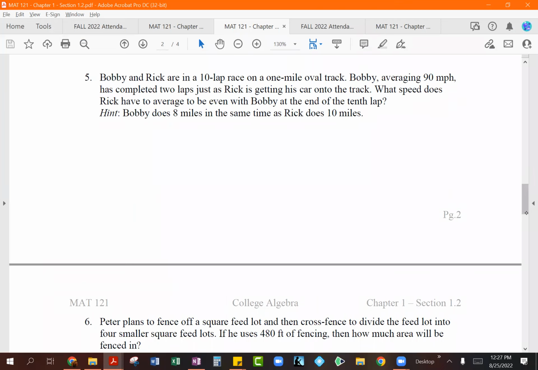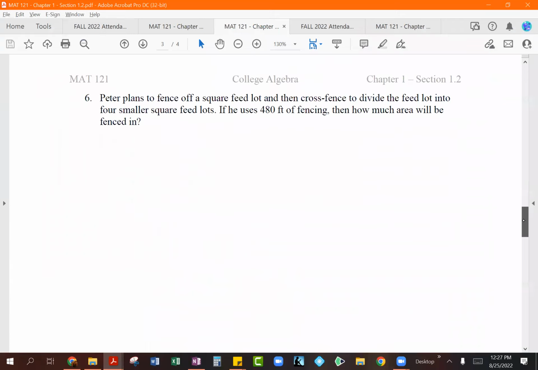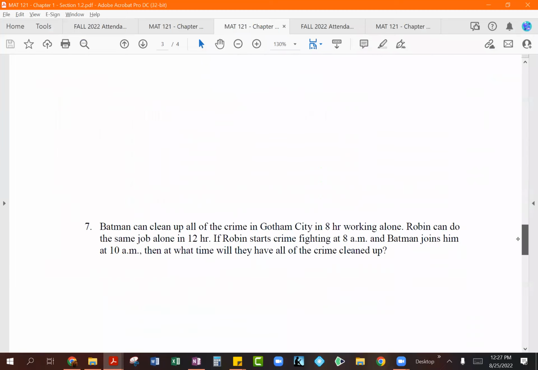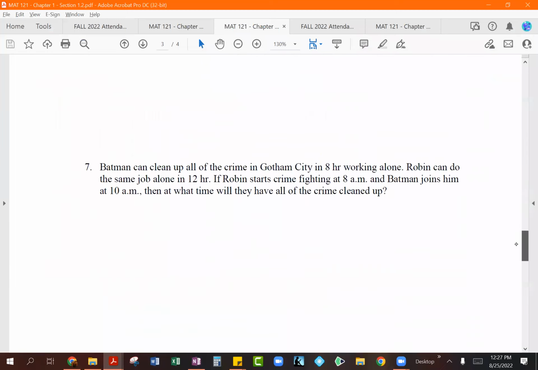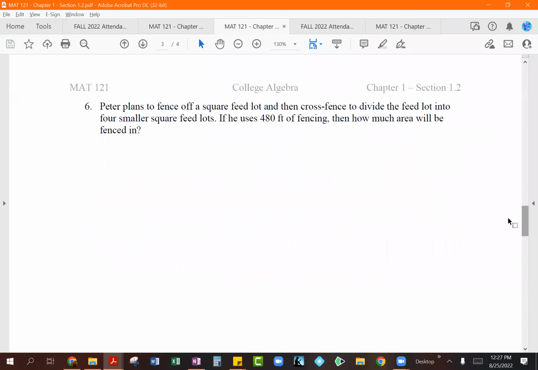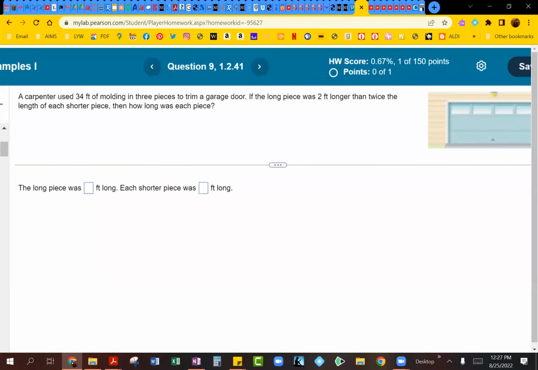So you will see there's a bunch of different examples over here. This one is talking about fencing off, I think, a yard, feedlot. This one is what we call a work problem, and then a mix of a solution. So instead of doing this one over here, let's pick one from your homework. Similar to what you have in the handout, but we'll just go with this one here.